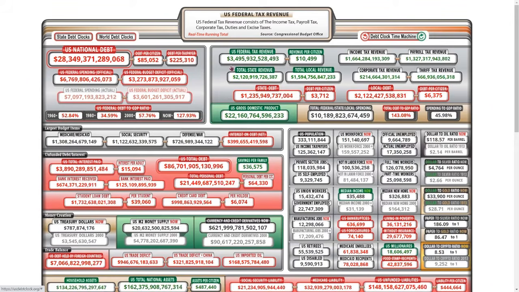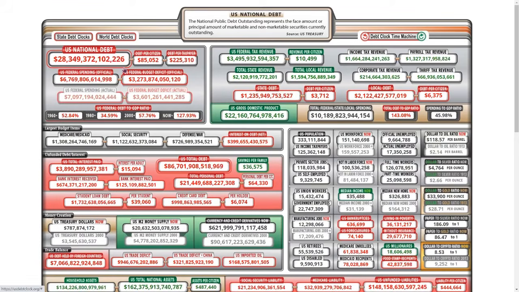If we were actually able to stop this debt from growing, this ticker's constantly counting up. If we could stop it from growing and start paying it off at the rate of $100 a second, it would still take billions of years to pay off the debt. But we're not even paying it down at all.